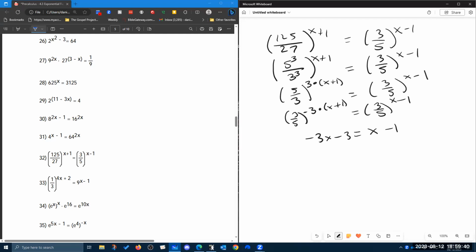Let's subtract x from both sides. Add 3 to both sides. Negative 4x is equal to 2. Divide by negative 4. x is equal to negative 1/2.